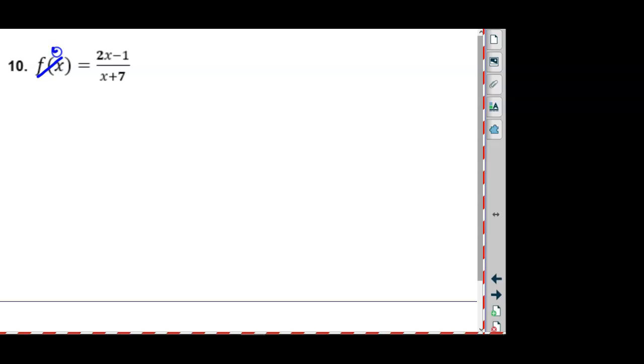This is a y, we're going to change the x and the y. You're changing all the x's to y's and the y's to x's. Cross multiply, and make sure you distribute correctly when you cross multiply.